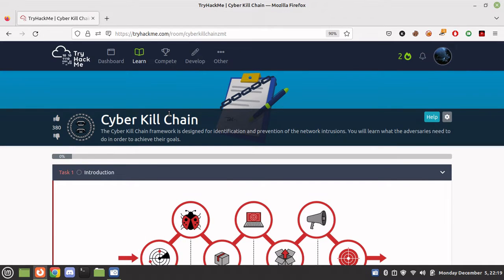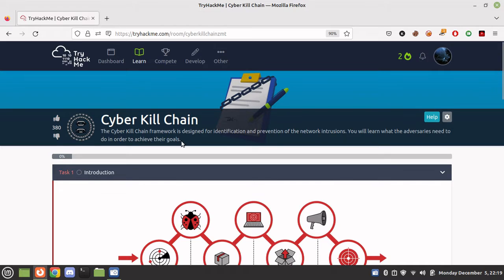So today we're going to study a concept or model in cybersecurity, which is the cyber kill chain. Now, the cyber kill chain framework is designed for identification and prevention of network intrusion. Basically, it's based on how hackers do their job, so you can stop them. You will learn what the adversaries need to do in order to achieve their goals.